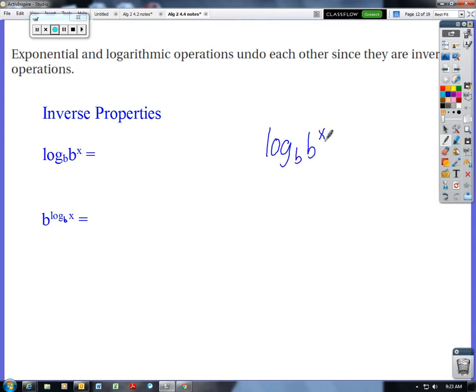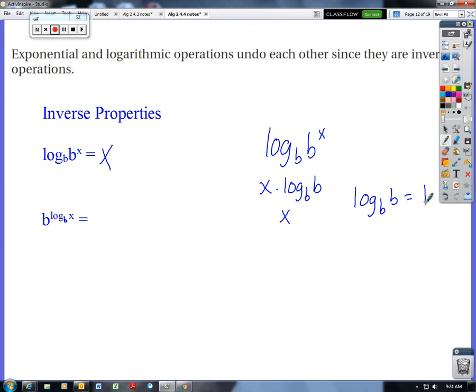So we can use the power property we just learned and pull the x out front. And b to what power equals b, that's 1. So log base b of b is just 1. So x times 1 is x. I believe in the last section we learned that log base b of b is 1. That was one of the properties we learned last time. Or you can just think about it too.